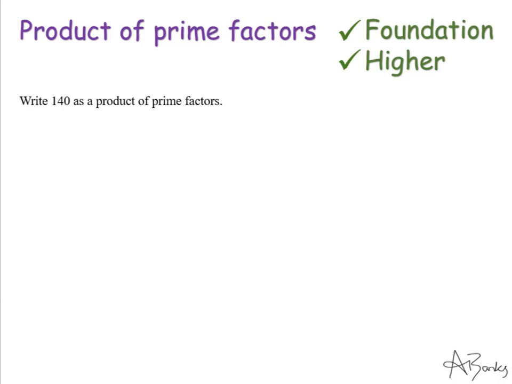So I'm going to start by writing down my 140. And I'm just going to think of any two numbers that will times together to make 140. Now obviously there's lots of different options. One that stands out to me is 14 and 10. So I'm going to go for 14 and 10 here. Now neither of these numbers are prime, so I've got to keep going a little bit.